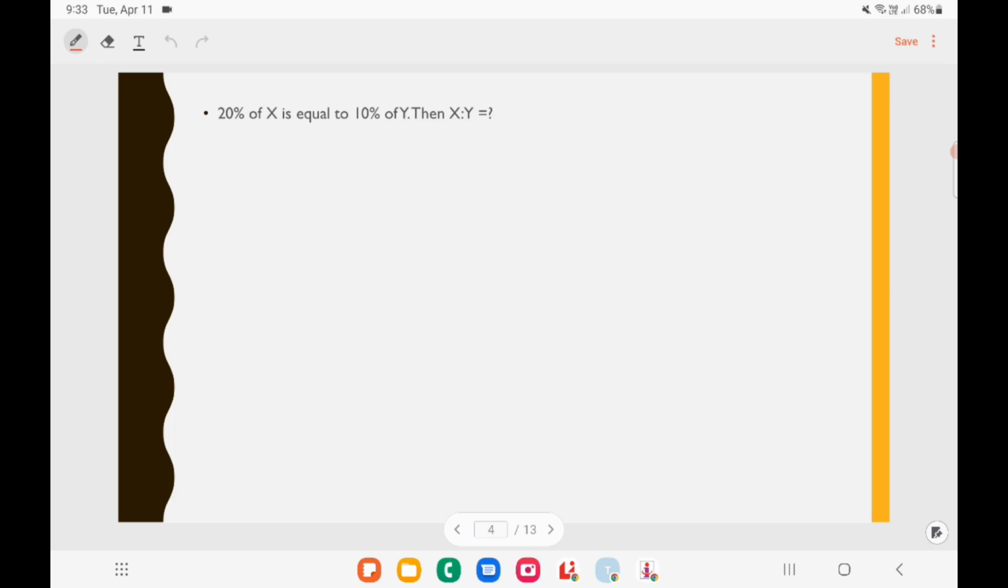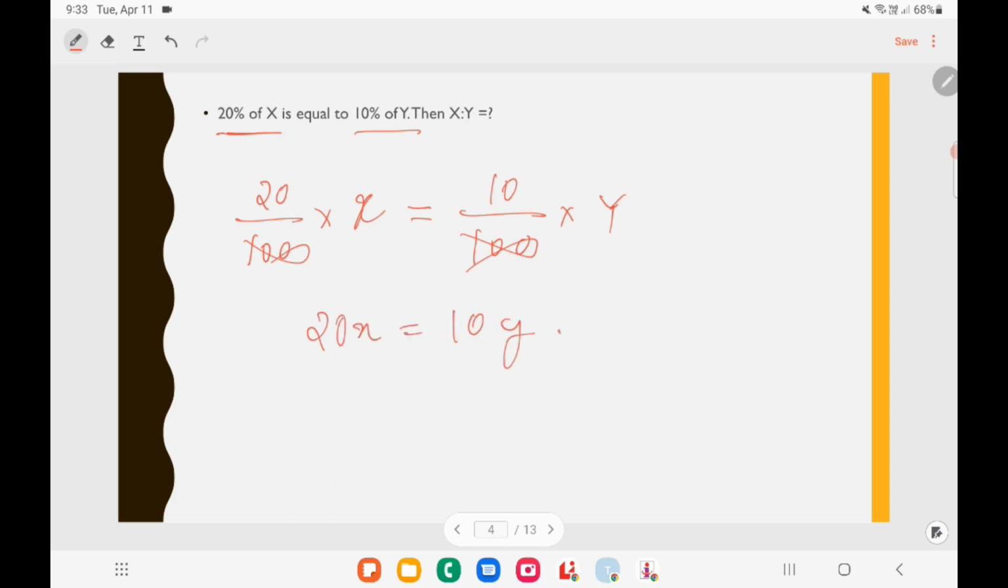So if you are given a question like this: 20% of x is equal to 10% of y, then what is the ratio of x and y? That is x is to y. What is x is to y? So here 20% of x means 20 by 100 into x, right? It is equal to 10% of y, which means 10 by 100 into y. So here you can cancel 100 on both sides. So 20x is equal to 10y. You can cancel 10 on both sides. It will become 2x equal to y.